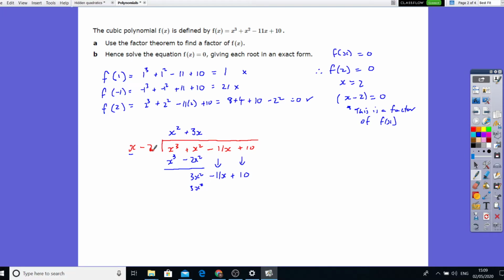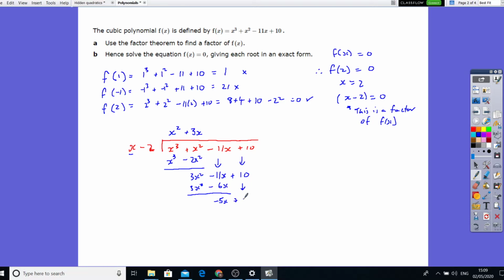And 3x times minus 2 is going to give me minus 6x. I'm going to start the process all over again. So again, 3x squared minus 3x squared, that will disappear. That's going to be 0. That's the whole reason for doing this. I just have to be careful with my negative numbers. Minus 11 minus minus becomes a plus, so it's minus 11 plus 6, which gives me minus 5. And just bring this down to 10.